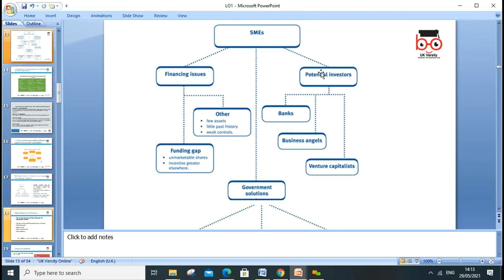Okay, next slide demonstrates SMEs, small and medium enterprises. Financing issues can be fewer assets, little past history, weak control, and a funding gap. We have unmarketable shares, and incentives greater elsewhere. So we can look at potential investors and banks.